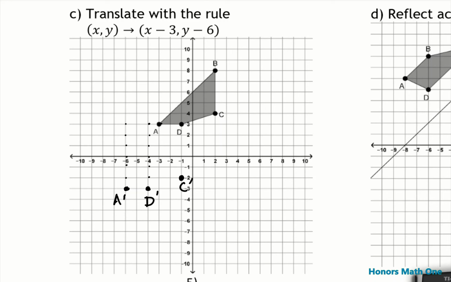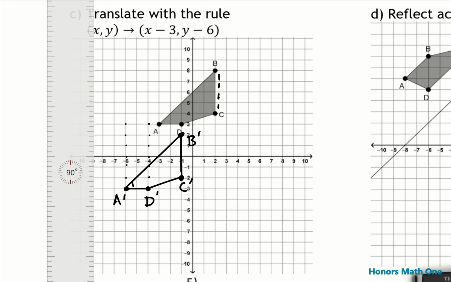And I could verify that by just starting at C and going back 1, 2, 3, and then counting down 1, 2, 3, 4, 5, and 6. Perfect. And then B should be up, what is it? Up 1, 2, 3, 4 units from C prime. So I'm just going to go up 1, 2, 3, 4, and this is where I will place my B prime.